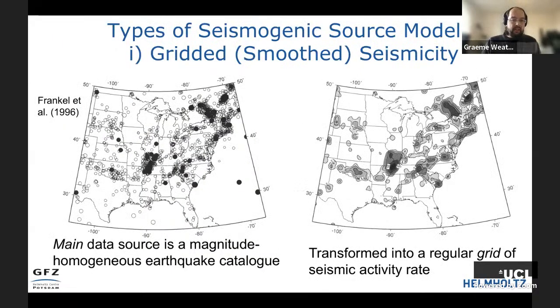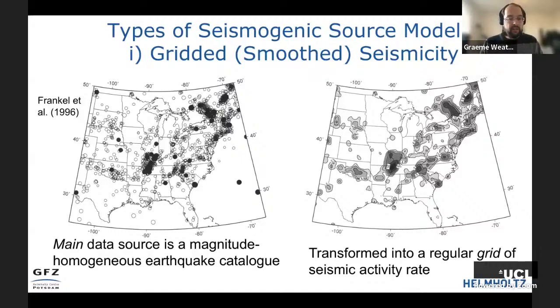So this is really the end of the first part of this lecture, looking at how we build earthquake catalogues. I want to move on now to how we construct seismic source models for different PSHA models around the globe. I'm starting off with one of the very commonly encountered types of model. This is a model based on what we call gridded or smooth seismicity.